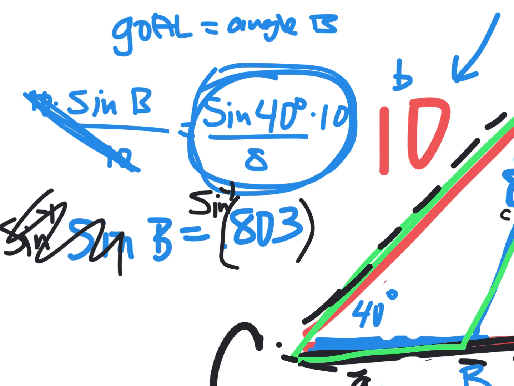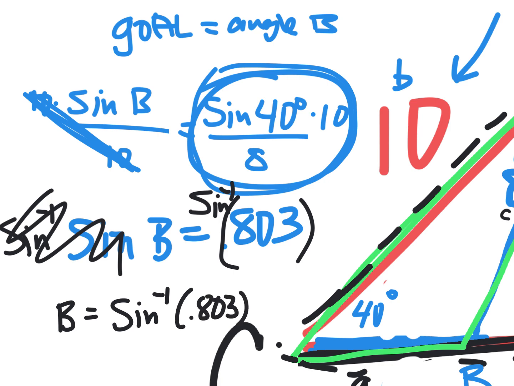Inverse sine. So I'm going to rewrite that nicer. Inverse sine of 0.803. Inverse sine is right above sine, 0.803, enter. By the way, you don't have to close the last parenthesis when you're doing inverse sine or regular sine. It's always got a parenthesis on the front, and you don't have to close it at the end, and it'll be fine. All right, I got 53.4 as my angle. Raise your hand if you got 53.4.